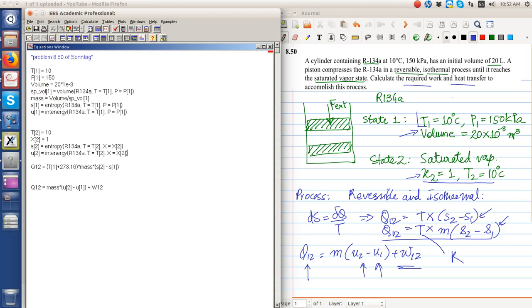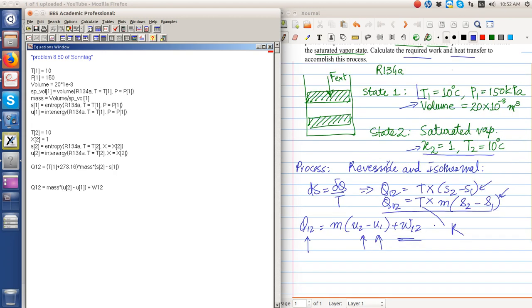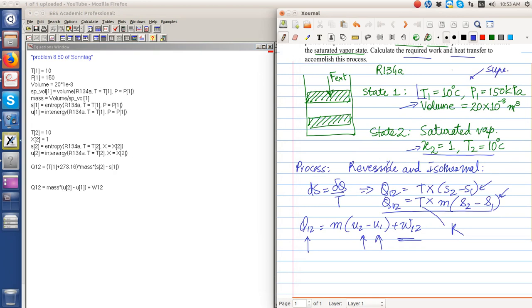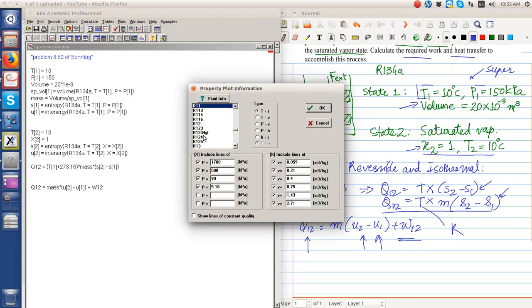Just by looking into the problem, can we devise how the process looks like in maybe the PV or the TS diagram? So initially we had some superheated state, because we don't bother with x, we have T1 and P1. One does not need to take my word for it whether this is superheated or not. We just go to plot, property plot, we go to R134A and we go to PV diagram, and we include line of 10 degrees Celsius.